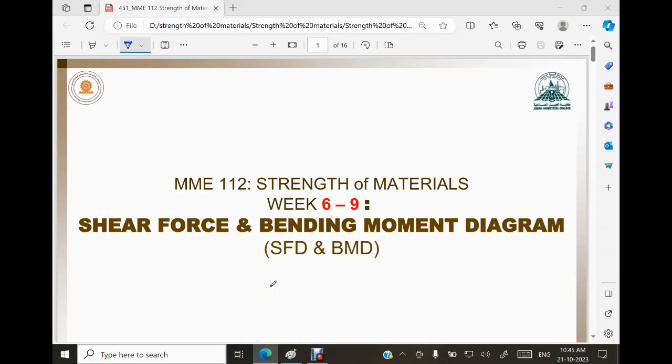Now today we are going to start shear force and bending moment diagrams. In this chapter we will learn what is shear force and what is bending moment, and what is the effect of shear forces and bending moments on the given members or structure.